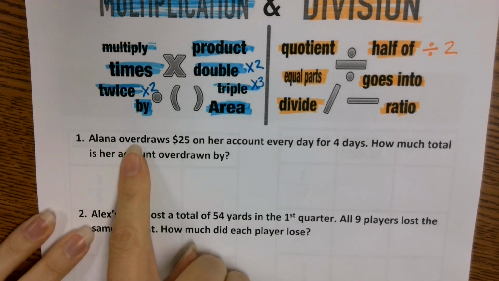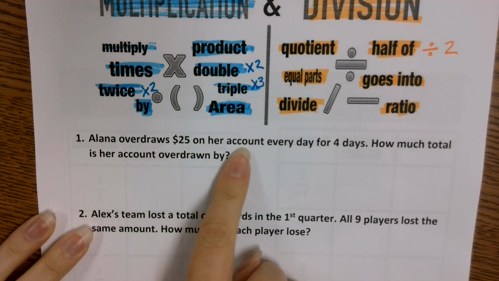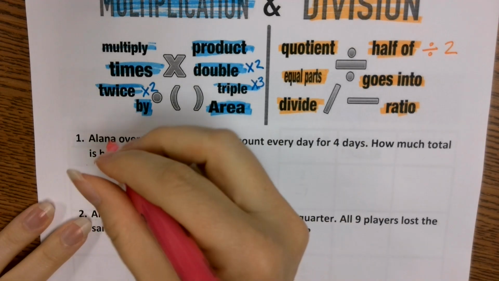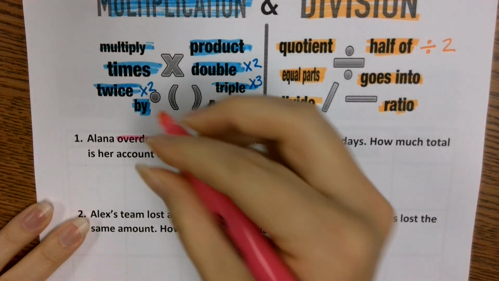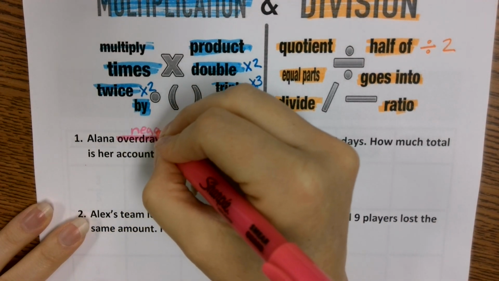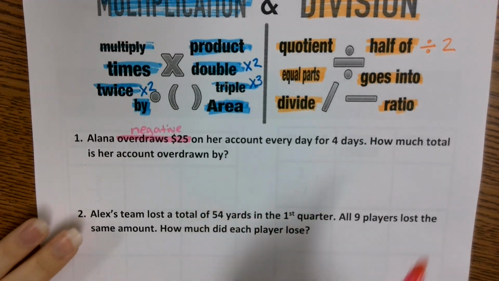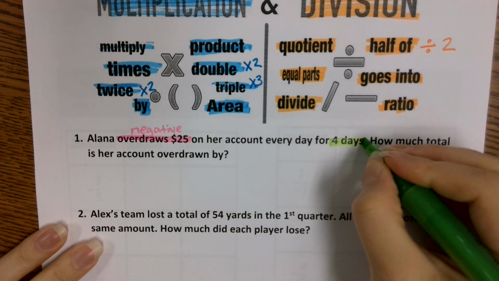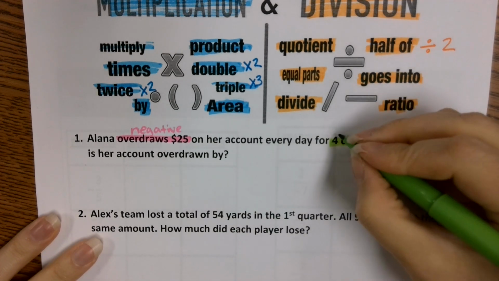So Elena overdraws $25 on her account every day for 4 days. Overdraws. If I'm overdrawing in my account, is that a positive or a negative? Negative. When I overdraw on an account, that is going to represent a negative. And she's going to do this for a period of 4 days. Days. Are days positive or negative? Positive. Because it's time, right? Time is always positive. Time is always going to be a positive value.